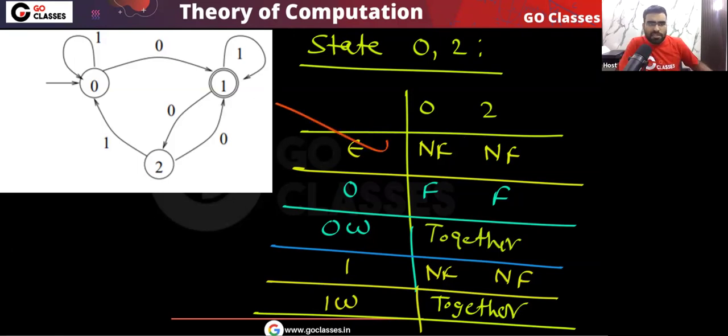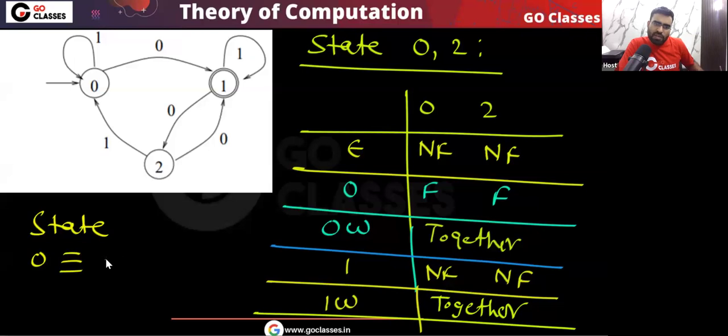Yes, we have checked the empty string. We have checked strings starting with 0. We have checked strings starting with 1. Yes or no? Strings starting with 0, strings starting with 1, and the empty string. All the strings we have checked. So finally, I can say that states 0 and 2 are equivalent because they are going to non-final together. They are going to final together. Yes or no? So I can easily say that state 0 is equivalent to state 2.